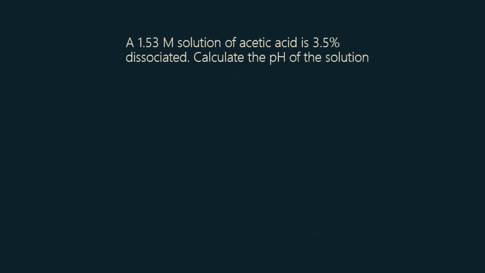Let's do our final problem. A 1.53 molar solution of acetic acid is 3.5% dissociated. Calculate the pH of the solution. Here's our HA, and when it states 3.5% is dissociated, that just means the amount that is in the A- form. And we know that for every A-, there is an equal amount of H+.